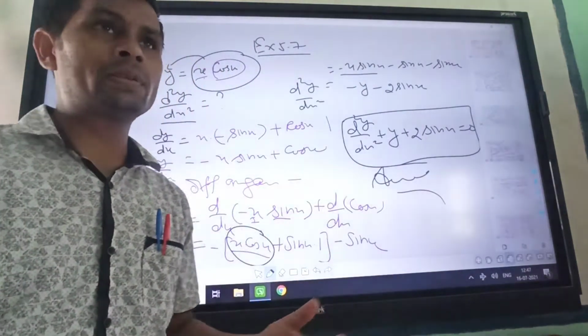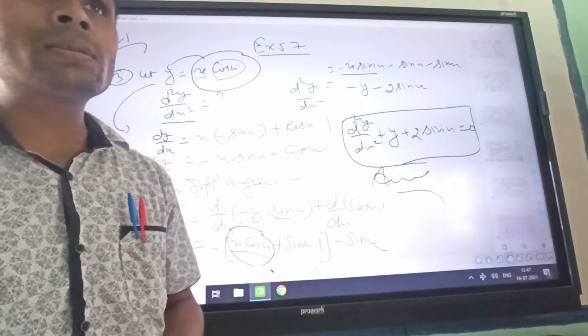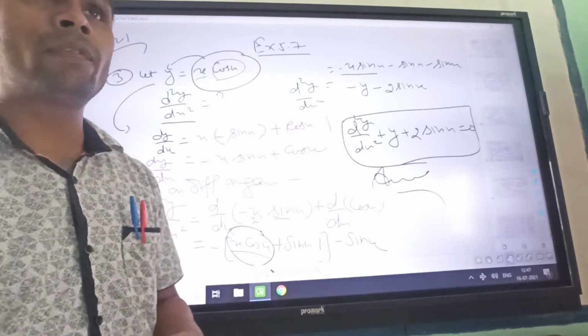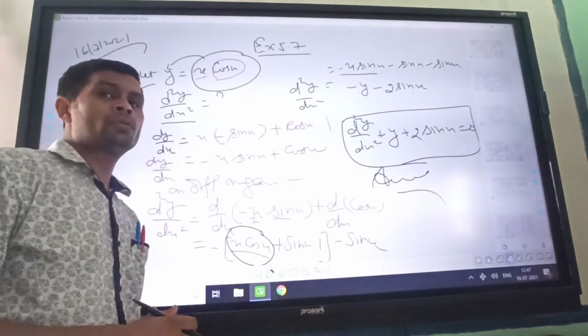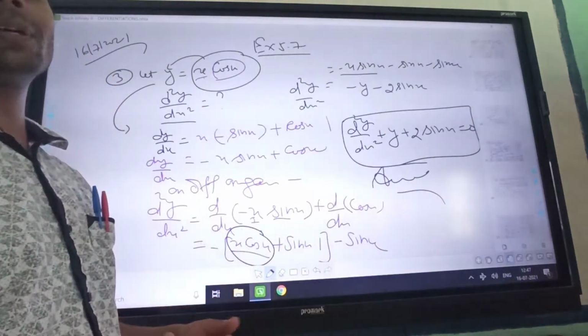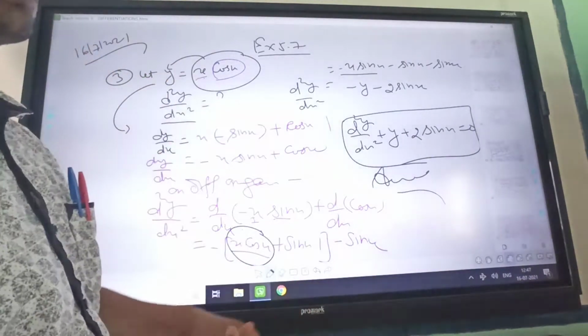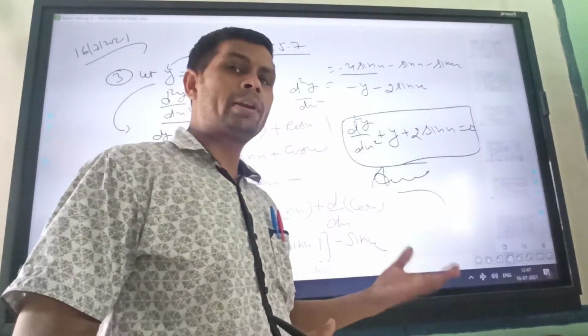As in the previous exercise, we discussed differentiation and how we can find the single derivative of a function. Now today we are going to learn how we can find the second derivative of a function. I am taking some questions from this exercise and it will be clear to all of you.